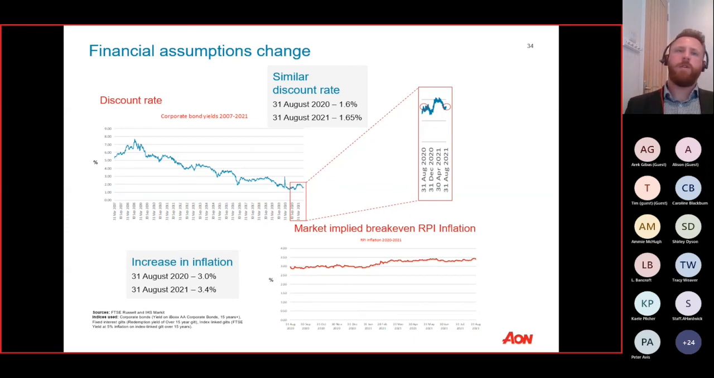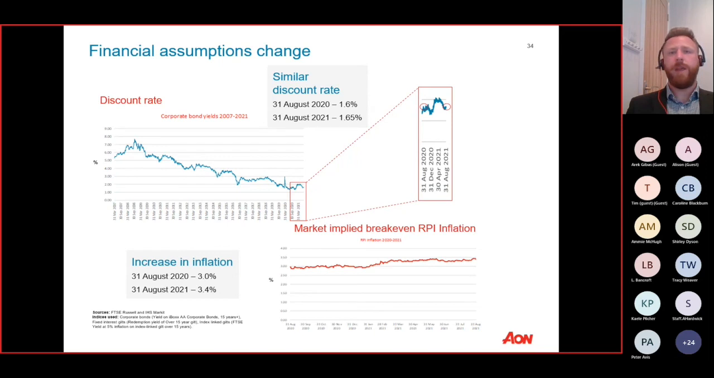that shows that the corporate bond yield would have been around 1.6% at 31st of August 2020. But that has increased to about 1.65% as at 31st of August 2021, based on market data. So that suggests that there could be a very small increase in the discount rate this year. I mean, it is minimal though, so it's going to have a very small impact on the accounting liabilities.